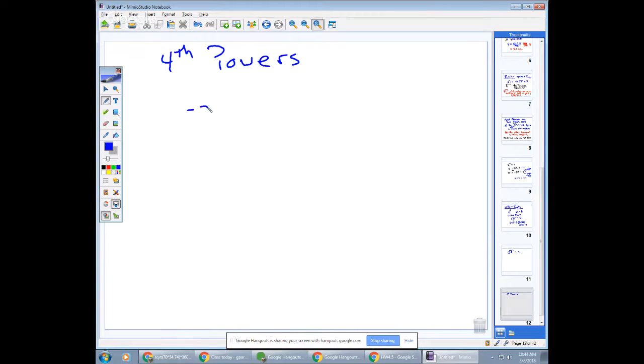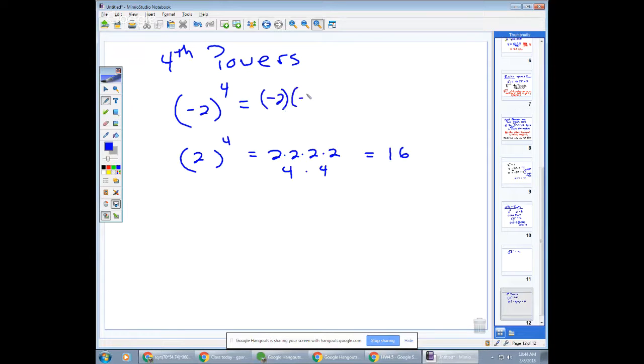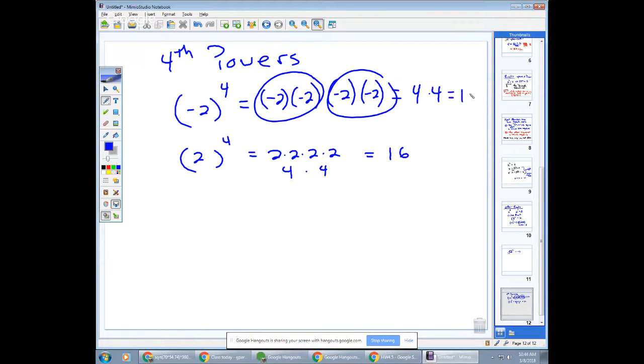So consider negative 2 to the 4th power versus 2 to the 4th power. Let's do the easier one first. That's just 2 times 2 times 2 times 2. Well, 2 times 2 is 4. 2 times 2 is 4. 4 times 4 is 16. When I do the negative version, negative 2 times negative 2, and then I have another negative 2 times negative 2. These guys give me a 4. Those guys give me another 4. 4 times 4 is still 16. So notice fourth roots have the same problem as square roots.